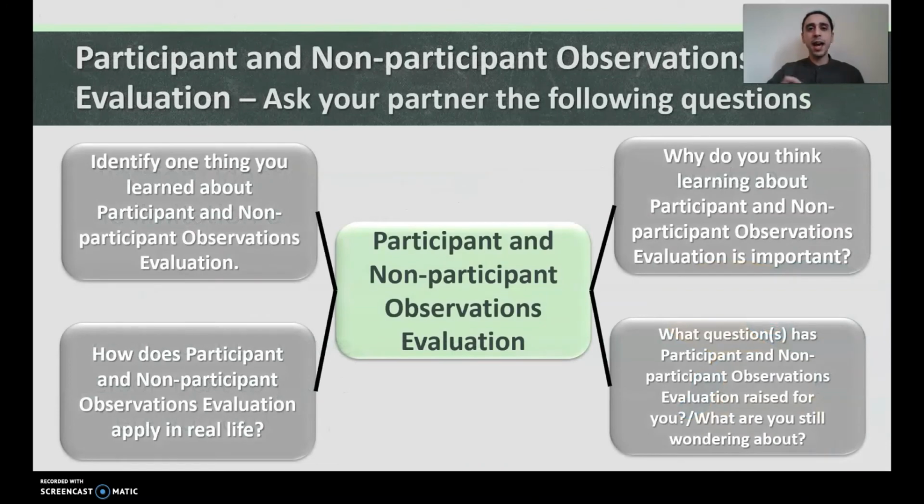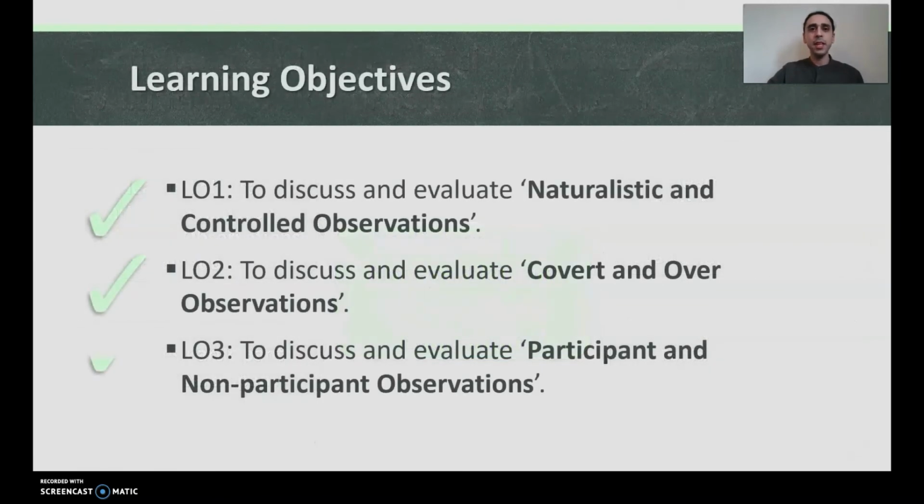And there's participant and non-participant observations, evaluation. There we go. Identify 1 thing you learned about participant and non-participant observations, evaluation. Why do you think it's important to learn about this? And how does it apply in real life? Any other questions? Again, like I said before, let me know. And there we go. That's learning objective 3, done, participant and non-participant observations. So we've looked at all 6 types of observations, and we looked at the strengths and weaknesses. They all come with strengths, they all come with weaknesses.